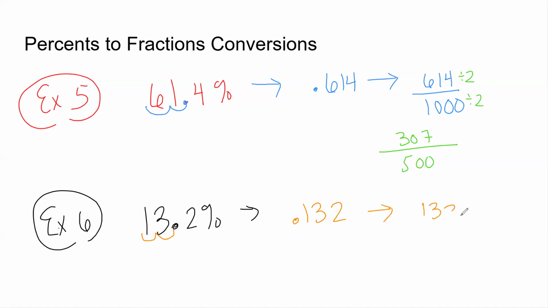That's 132 thousandths. Let's see what that reduces to. If you divide by 4, you get 33. And divide by 4, you get 250. Let me see if I've covered it.